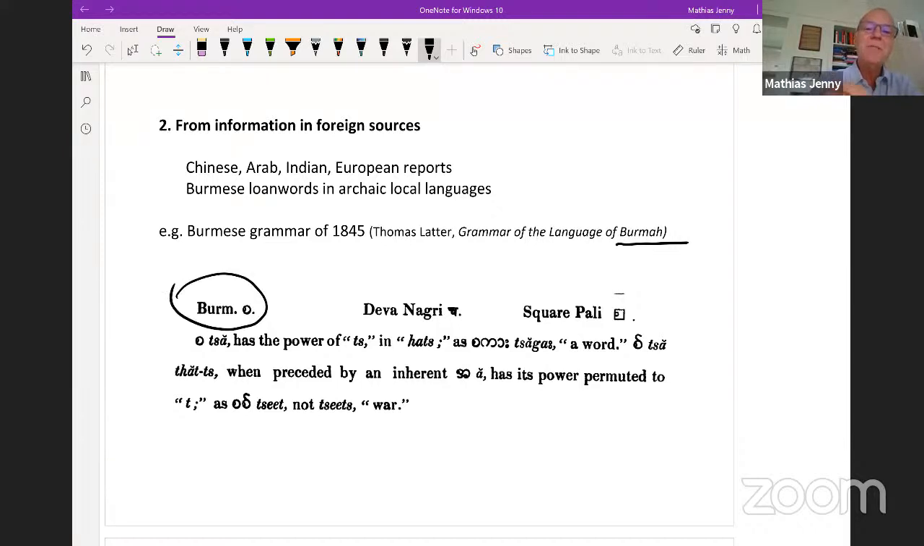Now, in the mid-19th century, the Burmese letter sa, salon. The author writes that this is pronounced like tsa, not sa, but tsa. So language is not zaga, but tsaga. So this tsa is still closer to the Pali pronunciation cha. So this suggests that there was a change from cha to tsa to sa at some point in Burmese. And obviously, about 200 years ago, this change was not complete yet.